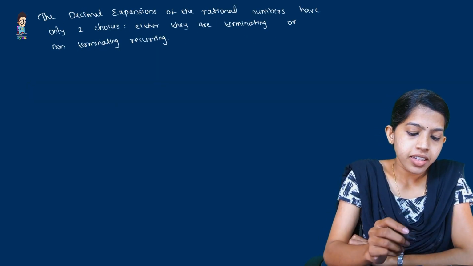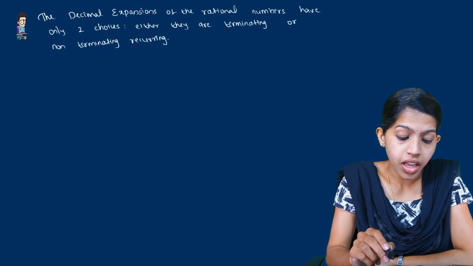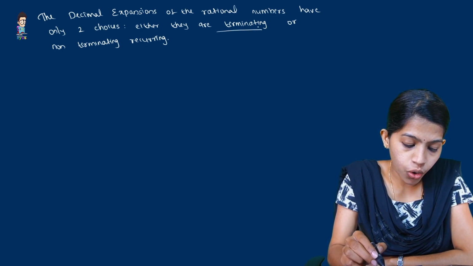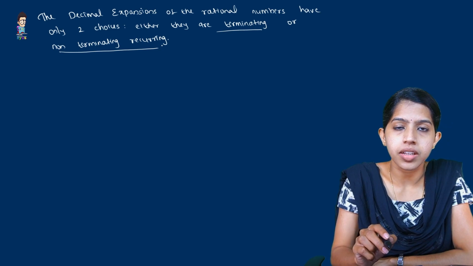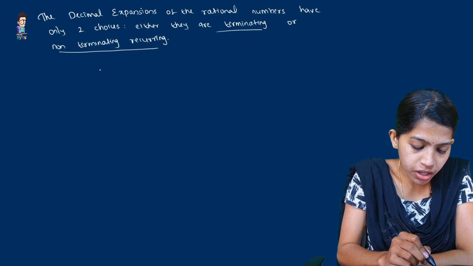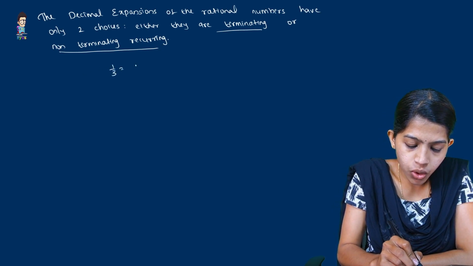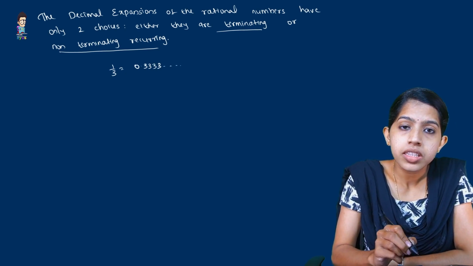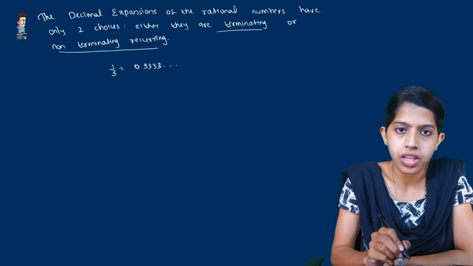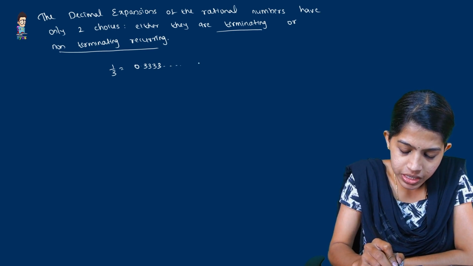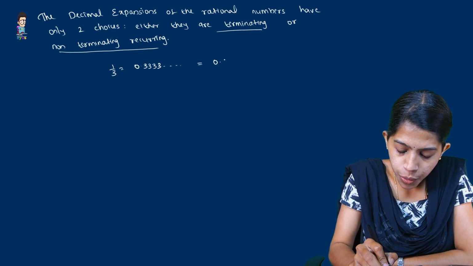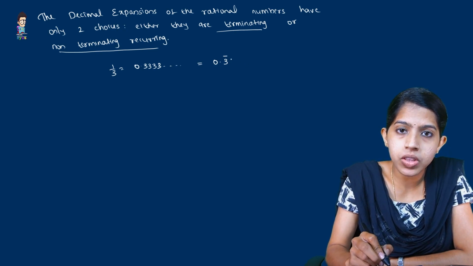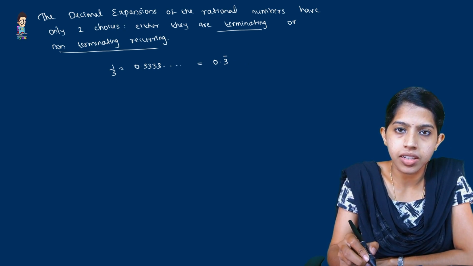That is, the decimal expansions of rational numbers have only 2 choices. Either they are terminating or non-terminating recurring. Before, we have seen that 1 by 3 is equal to 0.3333 and so on. Here, 3 repeats infinitely many times and usually we represent it as 0.3 bar. This line shows that the number 3 repeats again and again.